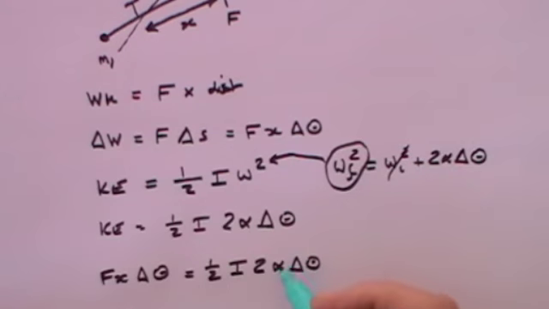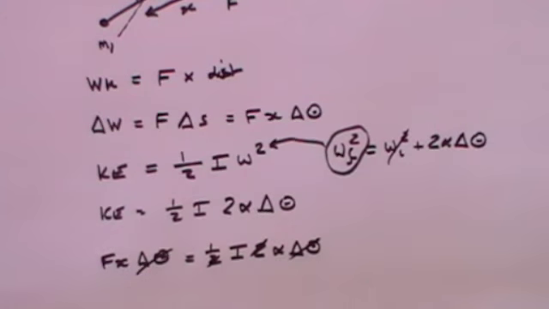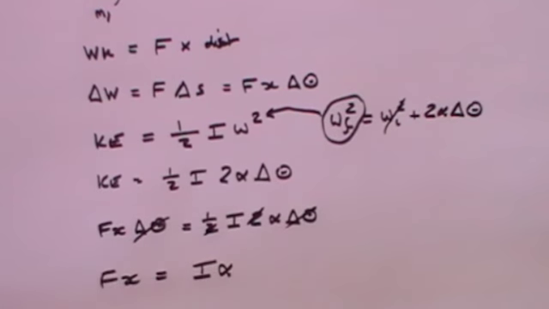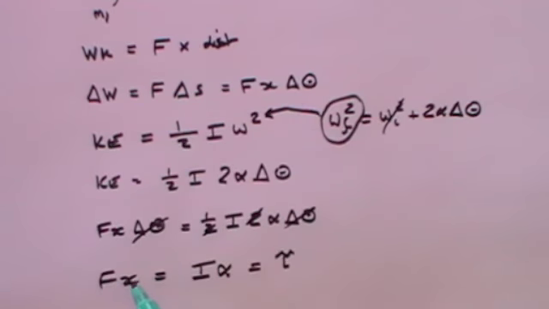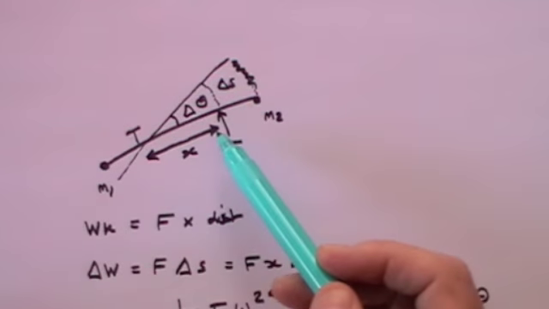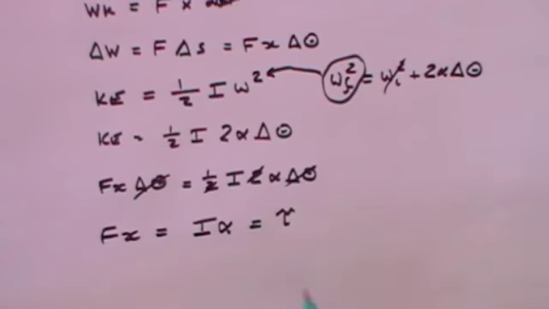You can see that the 2's cancel out. You can see that the delta thetas cancel out, and that leaves us with Fx equals I alpha. But we just showed that I alpha was the torque. So the torque is now the force times the distance from the pivot point.